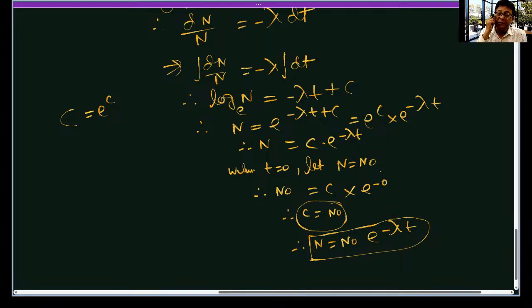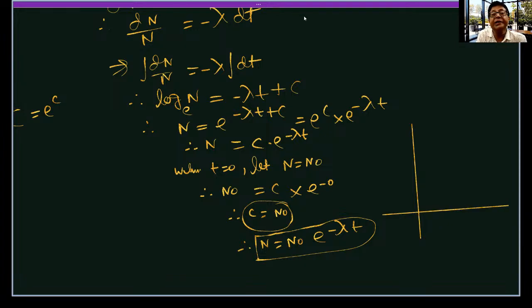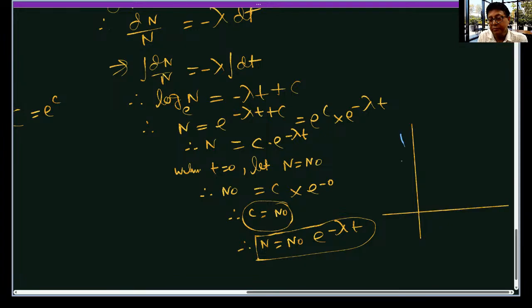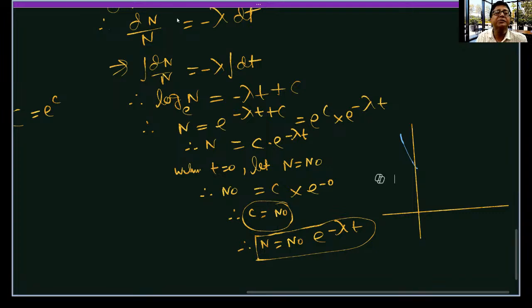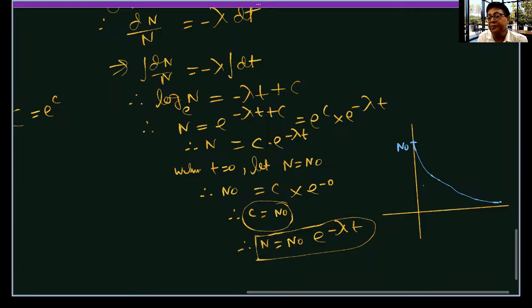Alright? This is radioactive decay, or any decay problem. Exponential decay is in your syllabus only. So the graph for it, if you are asked to verify, will be like this. It is decaying. You just start from here, from some initial number, and it is reducing. This time it is reducing from n0. This is T and this is N.